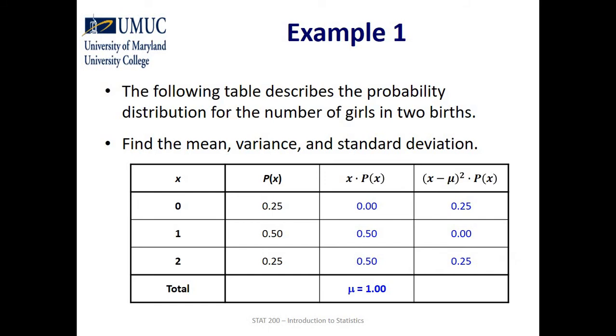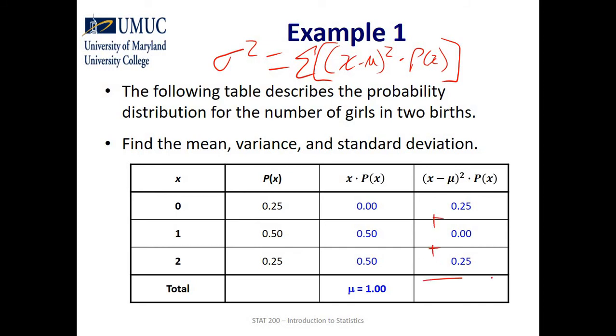So now to get my variance, I do the summation of x minus mu squared times the probability of x. I've done this for each of my individual x's, so I just need to add down here again. So 0.25 plus 0 plus 0.25, think of adding 2 quarters together. That gives you 50 cents or 0.50. So here, sigma squared is equal to 0.50.